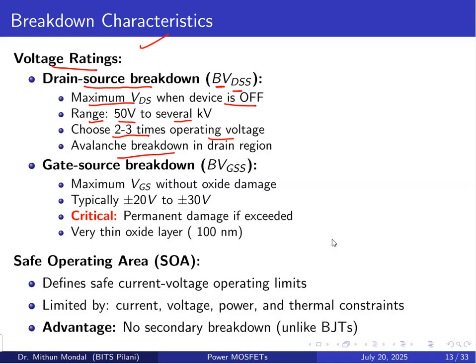Here the avalanche breakdown will be taking place in the drain region. Now, if we talk about the breakdown for the gate source, this is the maximum VGS without having the oxide damage. Typically, this has to be in the limit of 20 volt to 30 volt in the plus-minus region. And this is very critical because permanent damage can take place if it exceeds this limit. So we need to have a very thin oxide layer, about 100 nanometer.